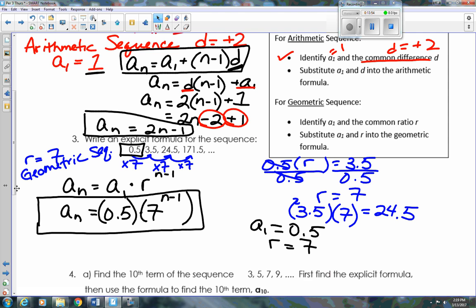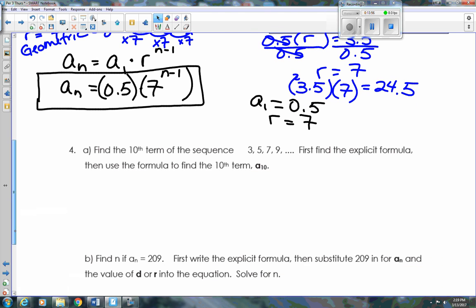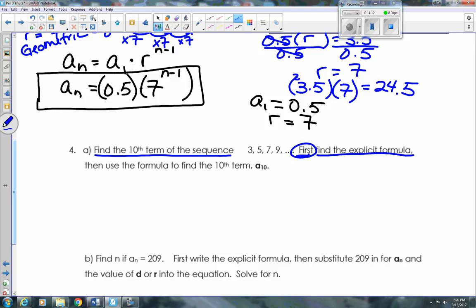Number 4 now starts to be something a little bit different. I'm not writing an explicit formula at the very, very beginning. The instructions say, find the 10th term. And then it says, oh, but wait, first find the explicit formula for this thing. Then use the formula to find the 10th term. So I'm not going to find that 10th term first. I'm first going to find the explicit formula.